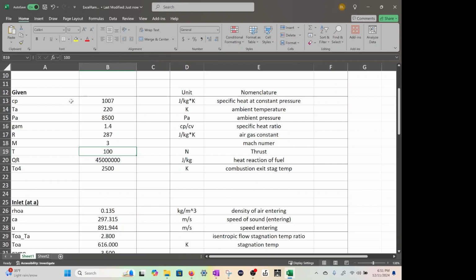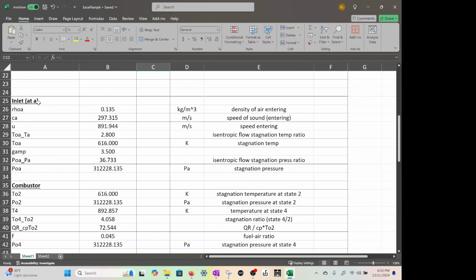Okay, so here is the CP, the specific heat at constant pressure that I've been talking about. Here's your ambient or static temperature, your ambient or static pressure, gamma. Here's your gas constant. We're flying at a Mach number of 3. Thrust is 100. And here is the heat of reaction of the fuel, that QR value, which is 45 million joules per kilogram K. And then here is our total stagnation temperature in the combustor at 2,500 Kelvin. So these are the givens in this particular problem.